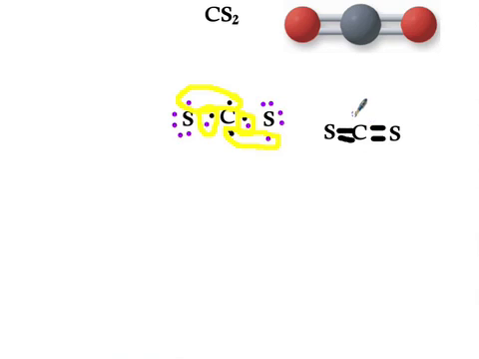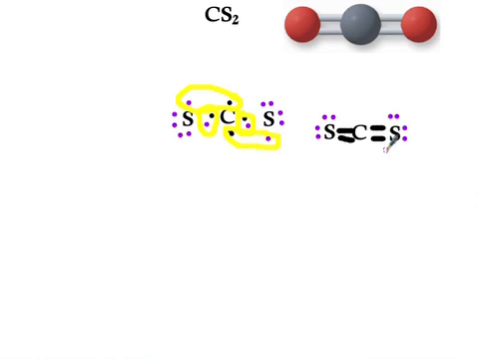Carbon does not have any lone pairs. It has its 8 shared pairs. And sulfur has 1, 2, 3, 4 electrons that are not shared, so it has 2 lone pairs, and this sulfur has 2 lone pairs as well. So our Lewis structure would include 4 dashes and then 4 lone pairs.